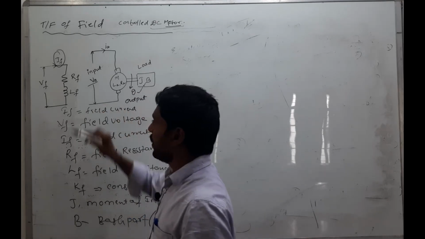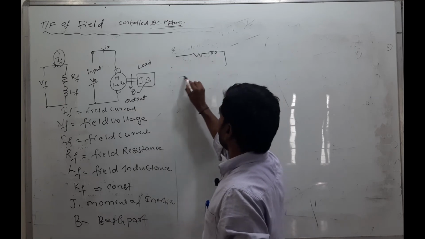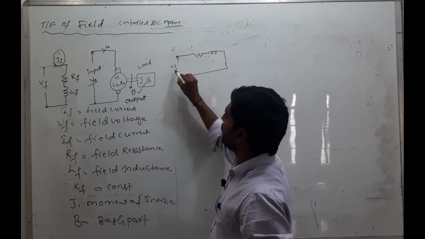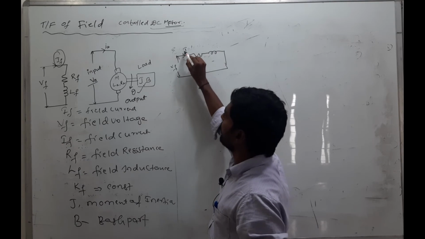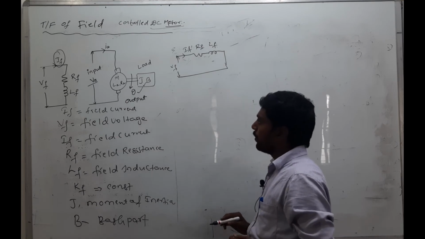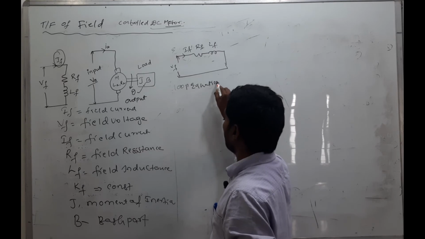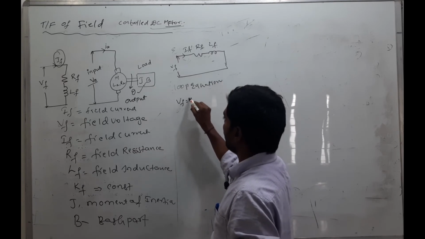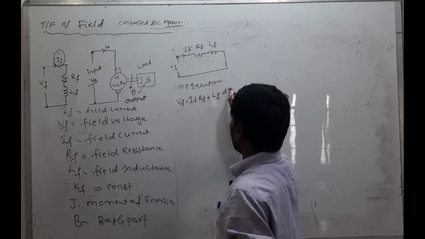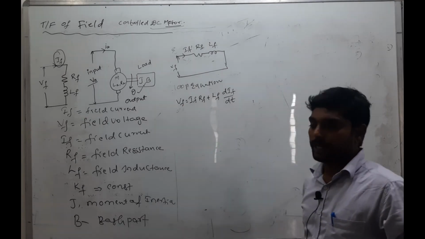By using this diagram, we draw the equivalent circuit. Here VF is the field voltage, IF is the field current, RF, and here LF. Now we apply the loop equation. When we apply the loop equation, we get VF is equal to IF RF plus LF dIF by dt. Okay, now this is the equation.